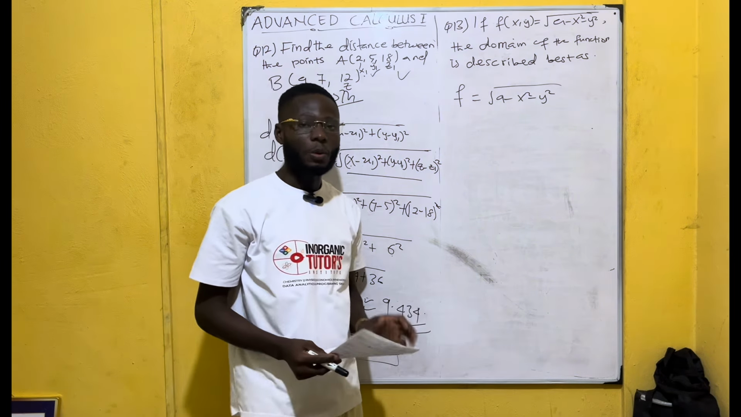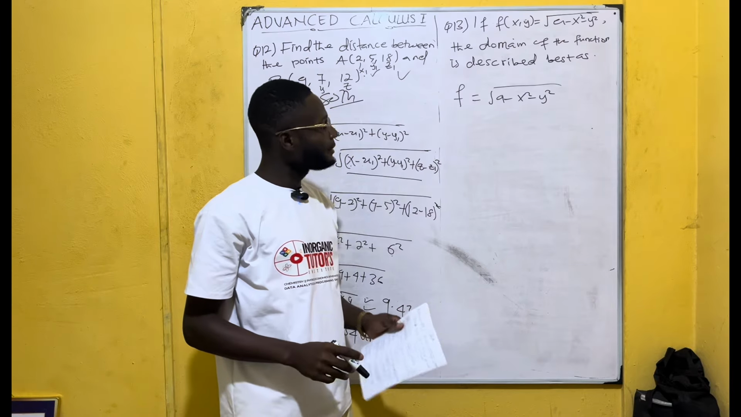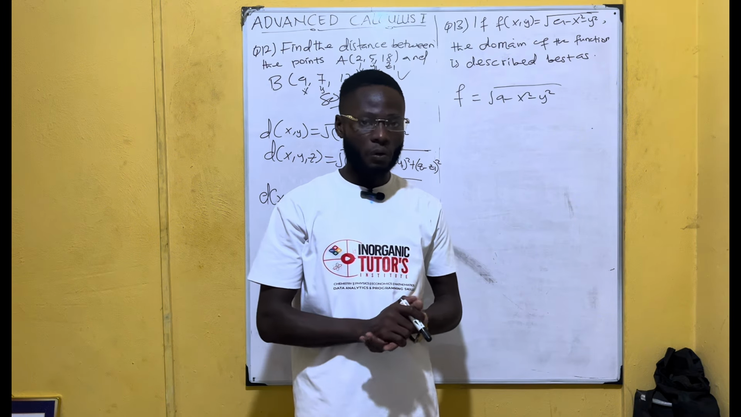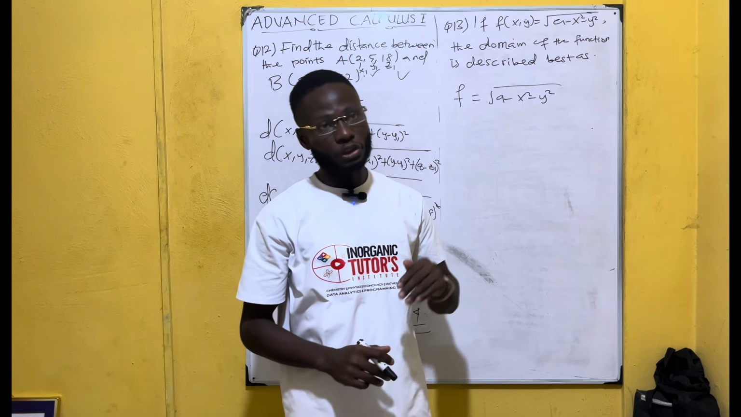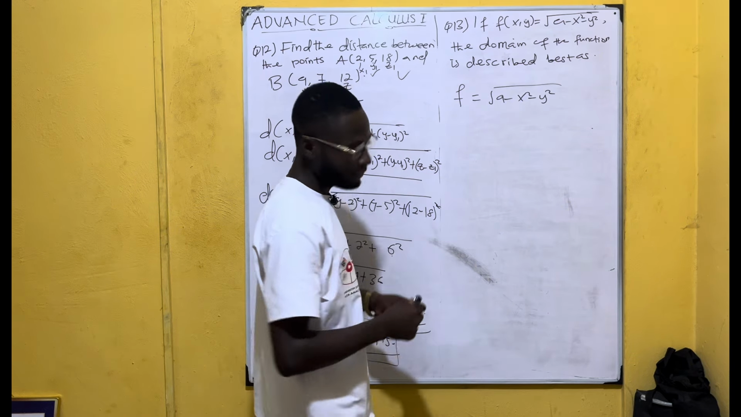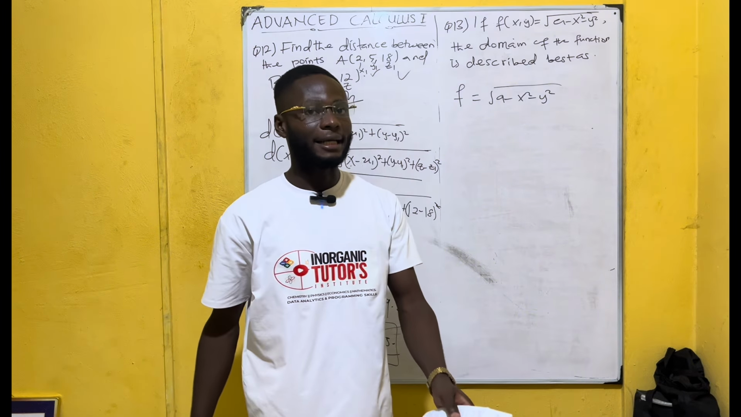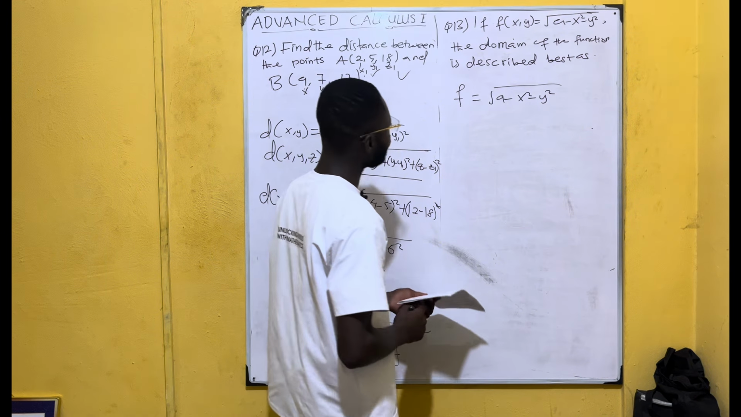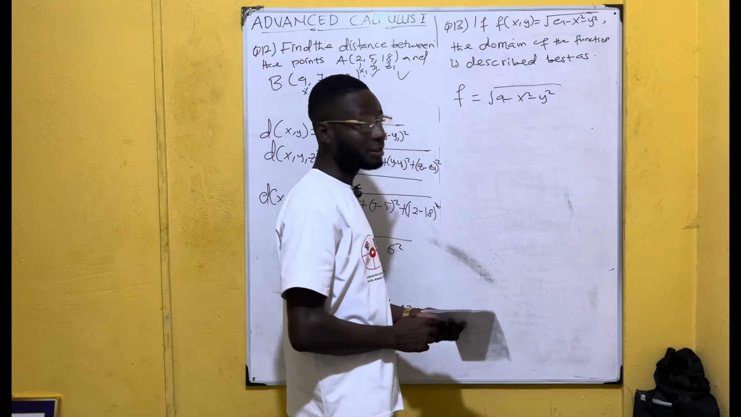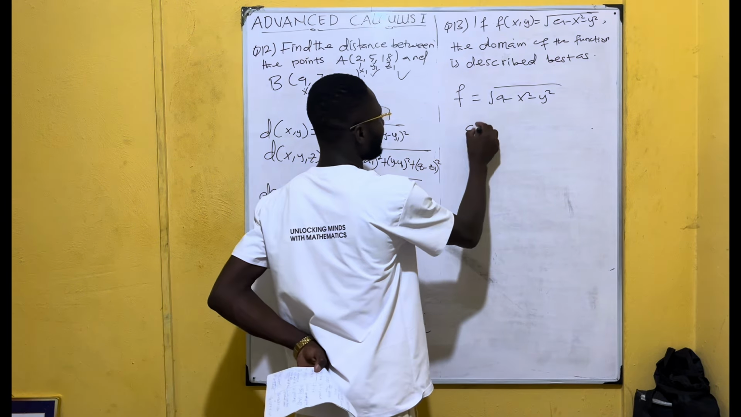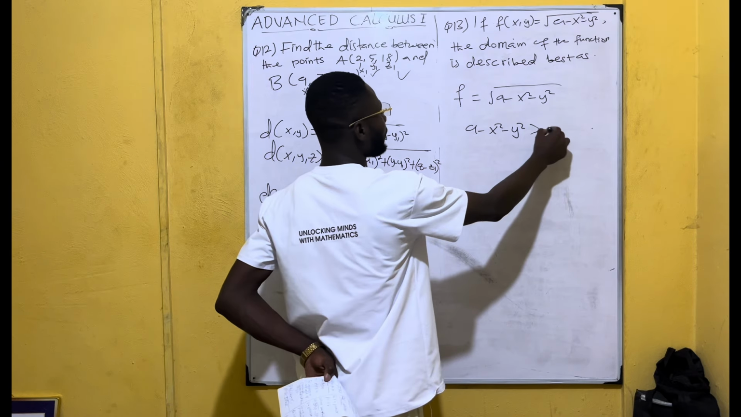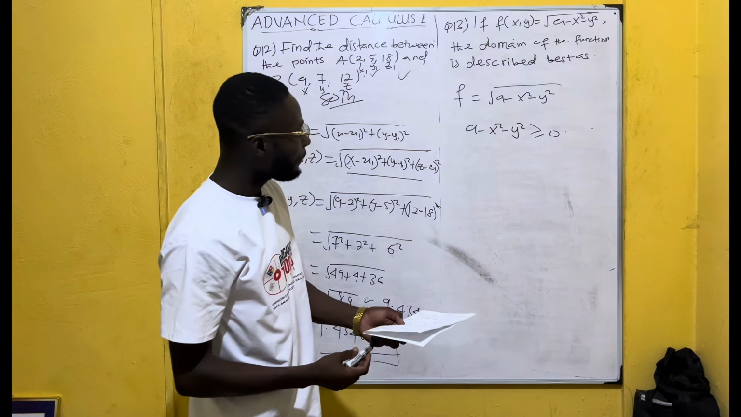All right, so once we have been able to write that, the next thing we have to do is to consider the condition for the square root, right? So we say that we have a minus x squared minus y squared, and that should be greater than or equal to what? 0. So we have a minus x squared minus y squared that will be greater than or equal to 0.